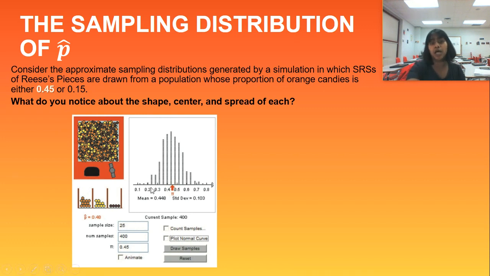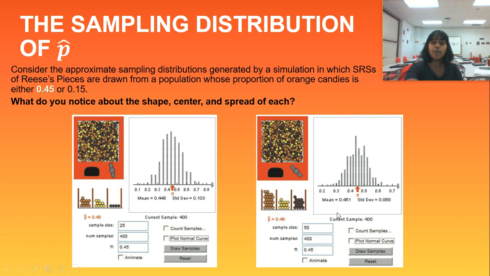So this is the dot plot of 400 different simulations, each with a sample size of 25. And we're testing the theory that we know that we have an orange proportion of 0.45. So if you're looking at just the orange candies, that's our dot plot. Cool. Well, let's compare it to what happens when my sample size increases to 50.